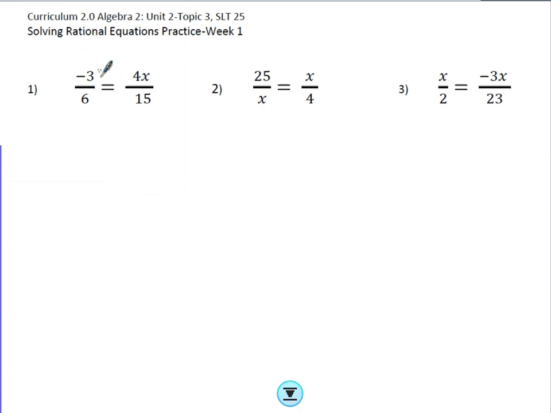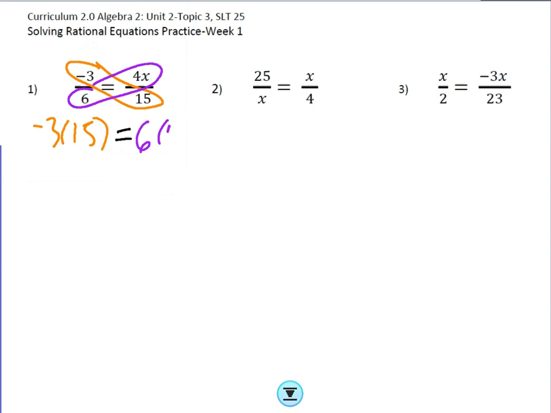So here we go. We've got negative 3 times 15 equals 6 times 4x. And so we get negative 3 times 15 is negative 45. 6 times 4x is 24x because 6 times 4 is 24. We are going to divide both sides here by 24.